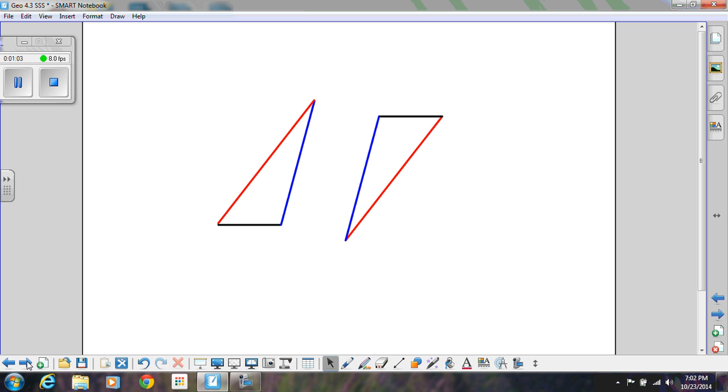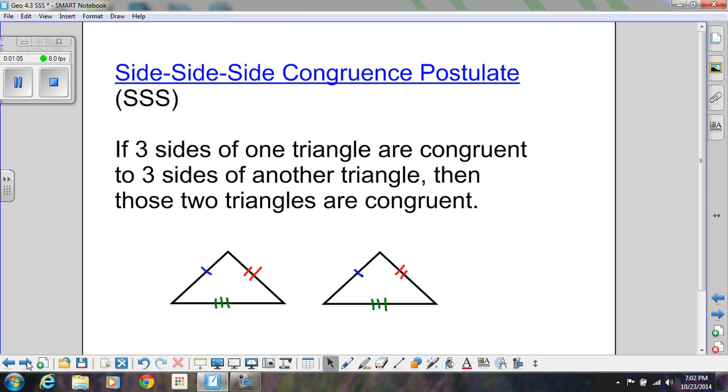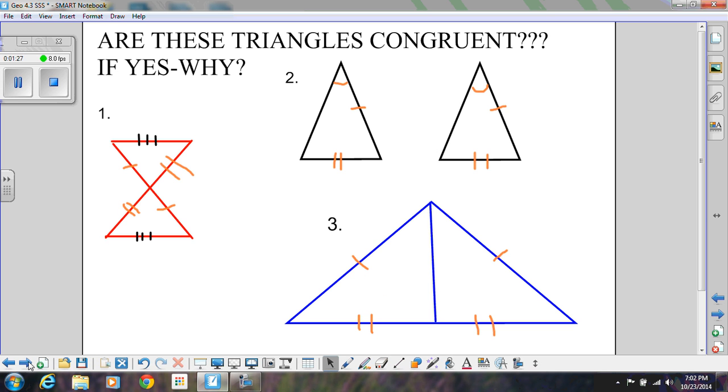And that is exactly what the side, side, side congruence postulate says. If we have three sides of one triangle congruent to three sides of another triangle, then those two triangles are going to be congruent. Notice that we don't have to know anything about those angles. The fact that those sides are congruent to each other is enough to know that these triangles are congruent. So let's go through each of these scenarios and see which ones are congruent.